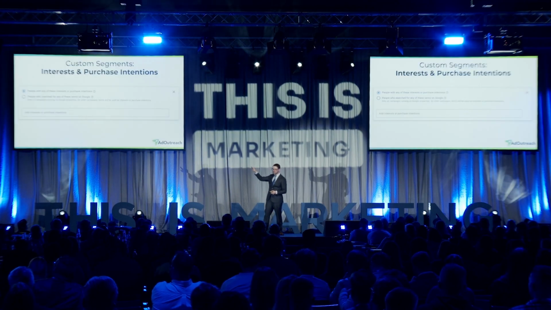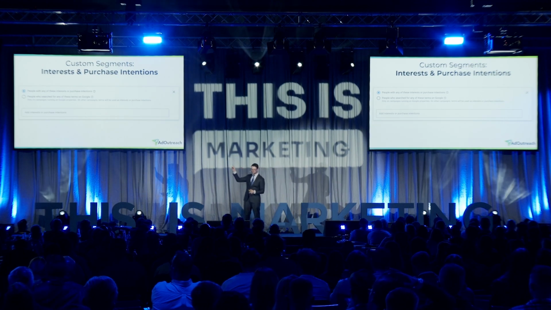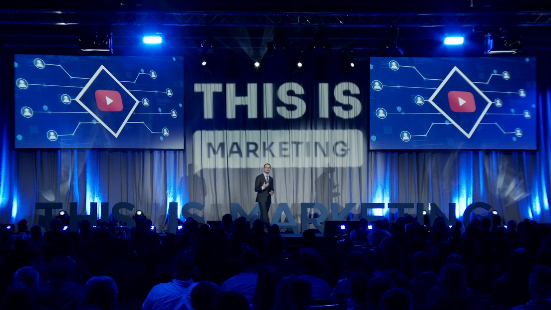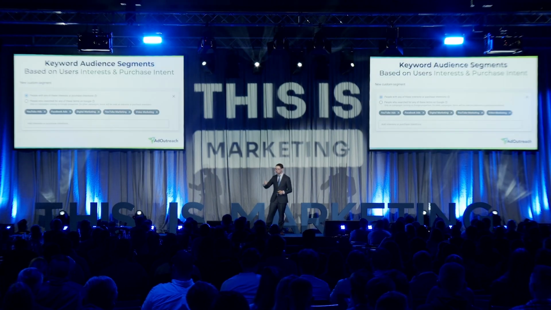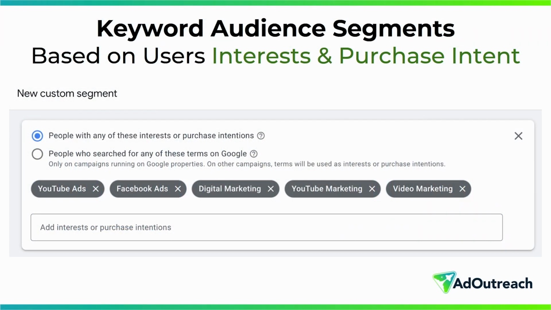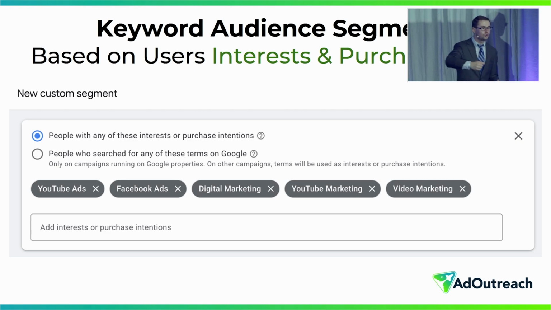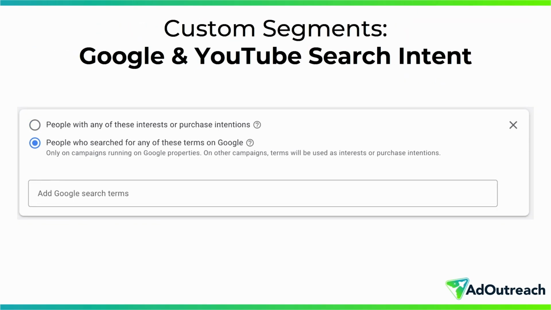So the first one here is interest and purchase intentions. You can see here that what you can do is put in specific data around who is interacting or who you're looking to interact with your ads. So let's say I was targeting people who are interested in YouTube ads, or let's say Facebook ads or digital marketing. What I can do is actually put that inside of my campaign and inside of my segment to reach all the people that Google knows have these interests. But we can go a layer deeper.